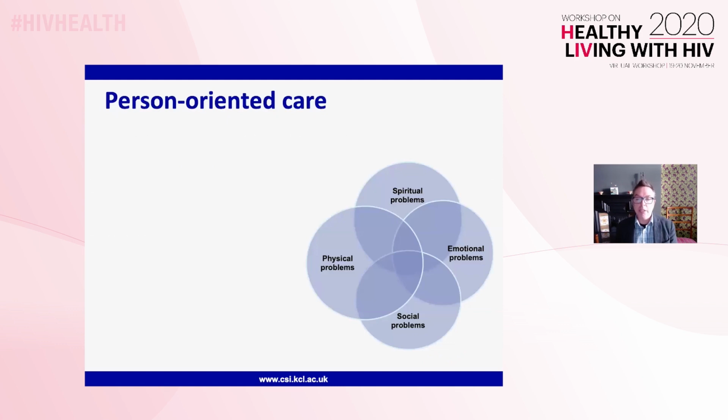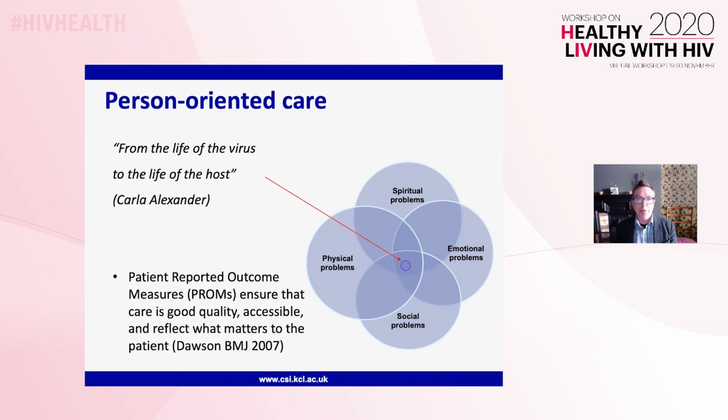I also want to orient us briefly to the idea of person-oriented care. My colleague at the Institute of Human Virology, Carla Alexander, coined the phrase from the life of the virus to the life of the host. In person-centered care we try to focus on a patient's physical problems, their emotional problems, their social problems, and their spiritual problems. If we're able to do this using a valid, routinely used patient-reported outcome measure, then we have the opportunity to make sure that care is good quality, that it's accessible to patients, and that most importantly, it reflects what matters to them.